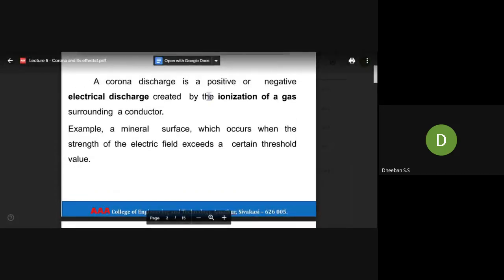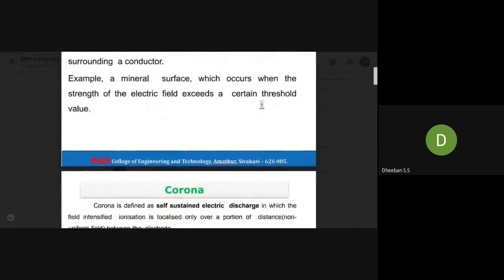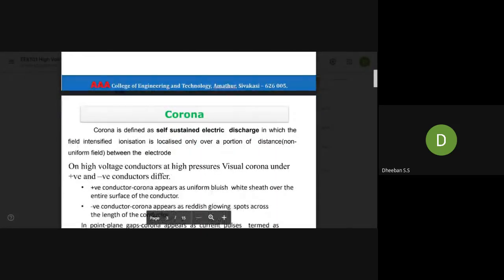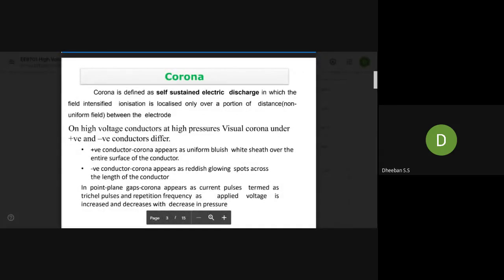This definition you can also write for corona. The other definition is that corona is a self-sustained electric discharge. Self-sustained means sufficient. It is an electric discharge which is self-sustained, in which the field intensified ionization is localized only over a portion of the distance. So here what they are saying is that corona won't happen over the entire length of the conductor.